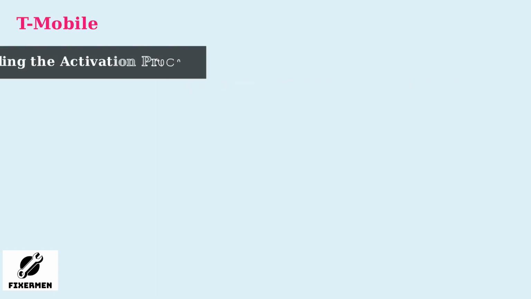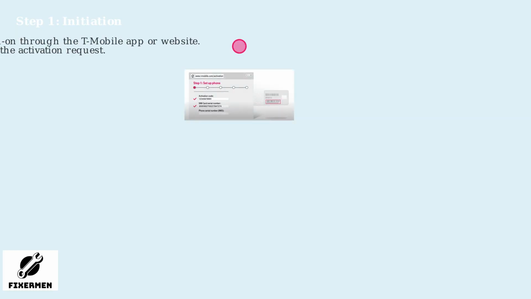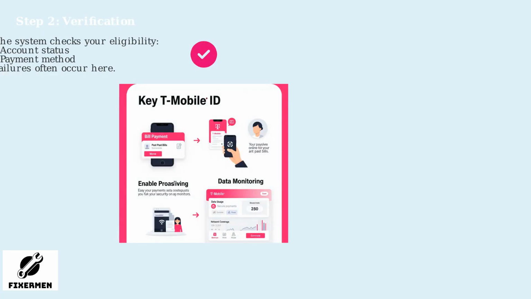Welcome to understanding the T-Mobile add-on activation process. The activation process starts when you initiate the add-on through the T-Mobile app or website. This sends a request to T-Mobile's systems. Next, T-Mobile's system verifies your eligibility. This includes checking your account status and payment method. Many failures happen at this verification stage due to billing errors or account issues.